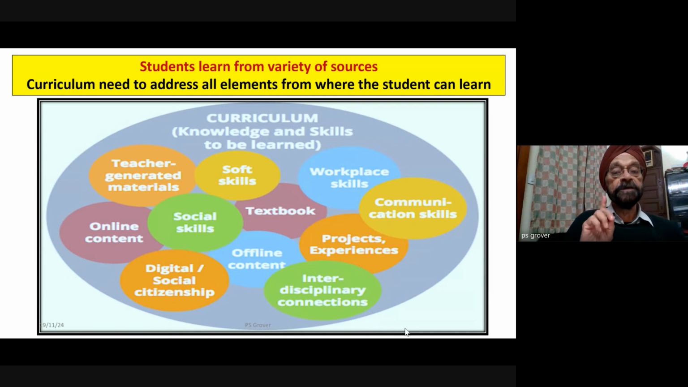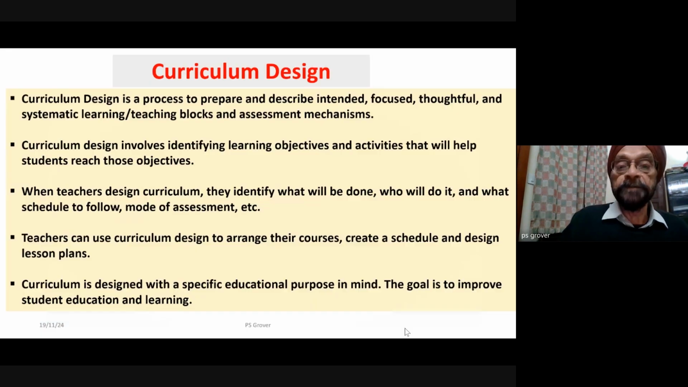Now, please see here, students learn in many ways. He learns from teacher-generated materials, online content, soft skills, social skills, right? Workplace, communication, projects. He learns from many things. Now, when he learns from many things, then our curriculum should be such that it addresses all these elements. Students learn from a variety of sources. Curriculum needs to address all elements from where the student can learn.